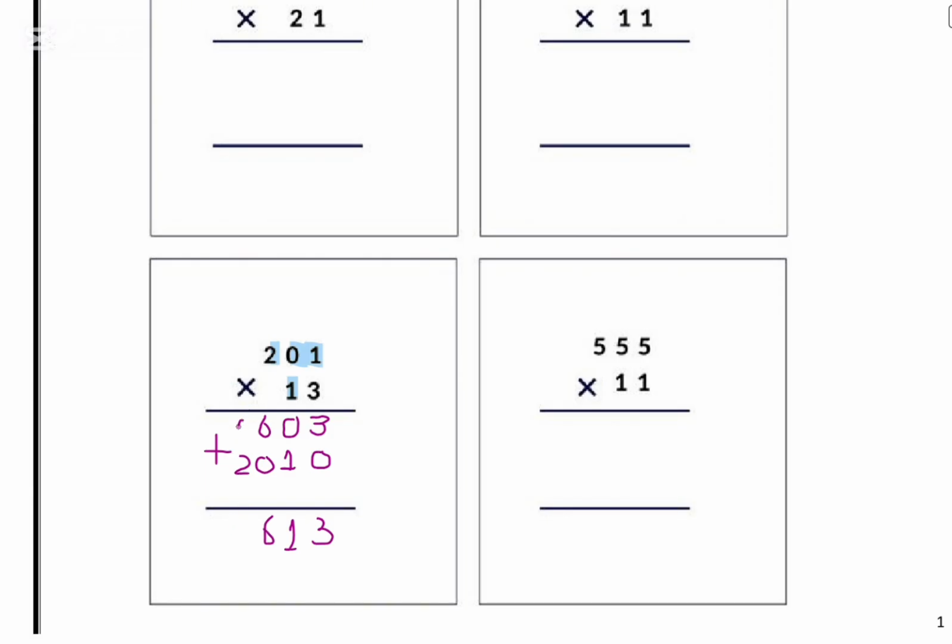Teacher, what do you mean? It means that there is a hidden 0 here. We said. So 0 plus 2 is going to be 2. As you see, so the final answer or the product is 2,613. Don't forget to add ones to ones, tens to tens, hundreds to hundreds, and also thousands to thousands.